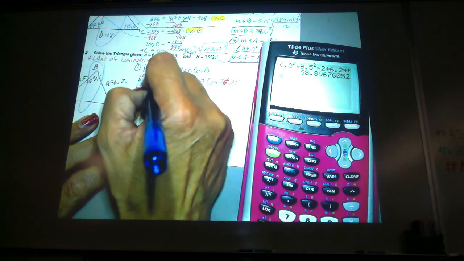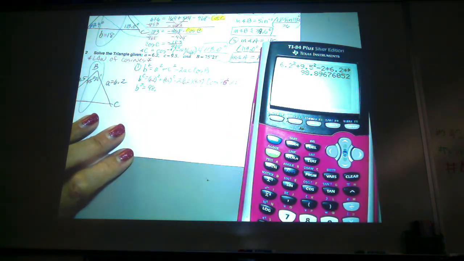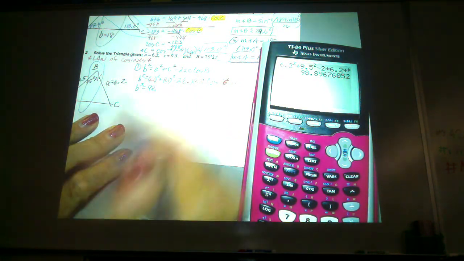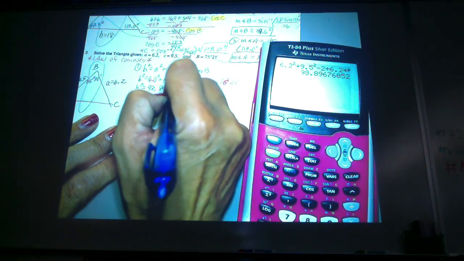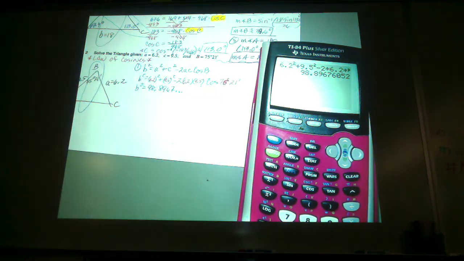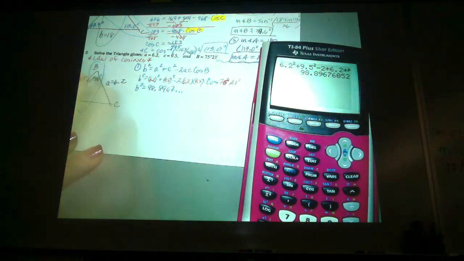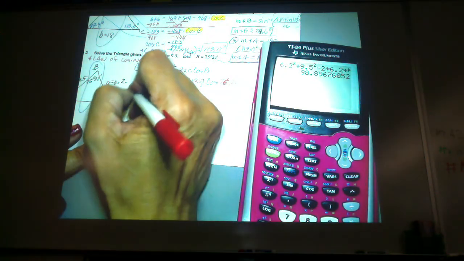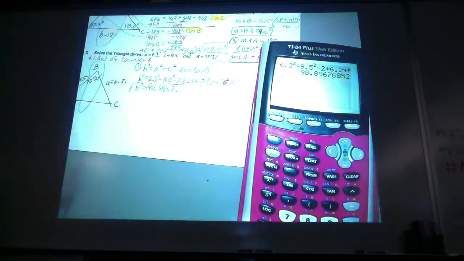So you got 98.8967, and I'm going to put a dot, dot, dot to show that it's a longer decimal than that. But how do I solve for B on paper? Square root of both sides, right? So I need to take the square root of that.